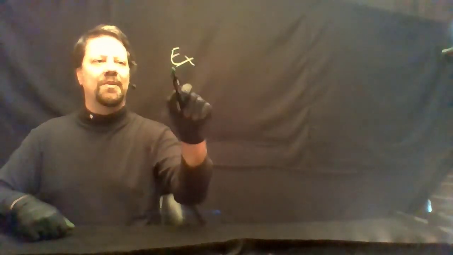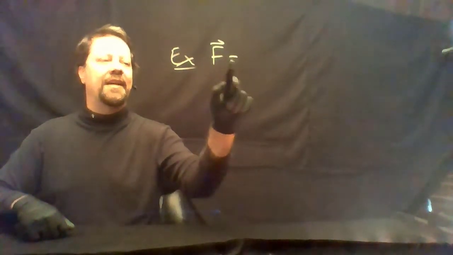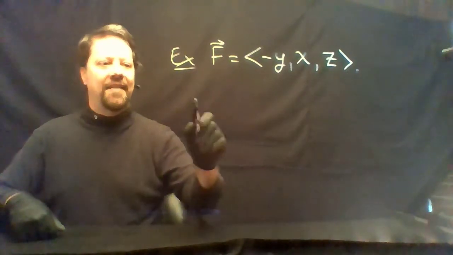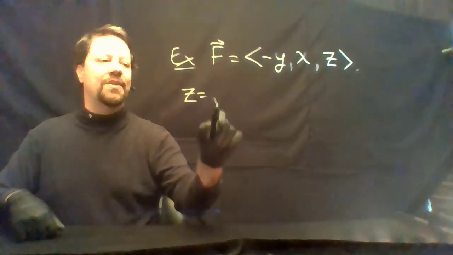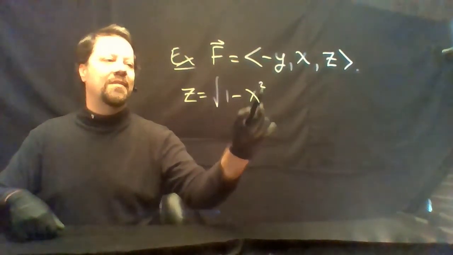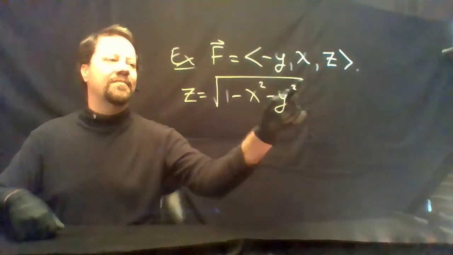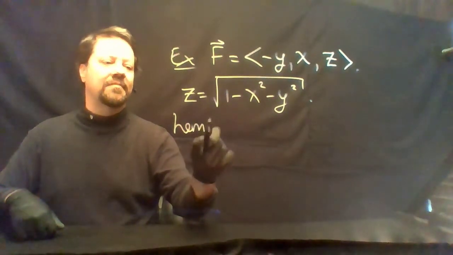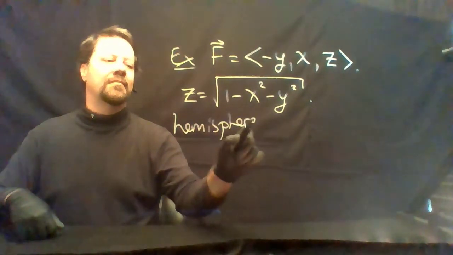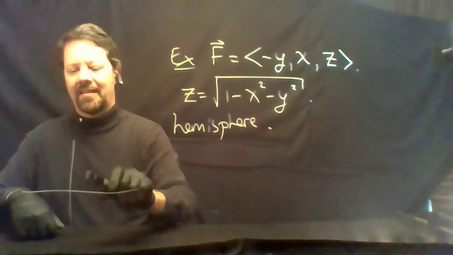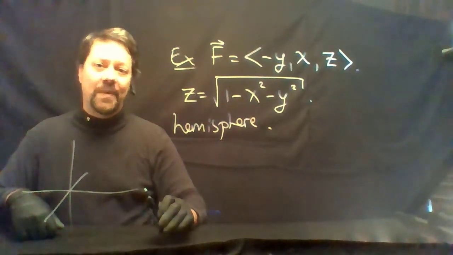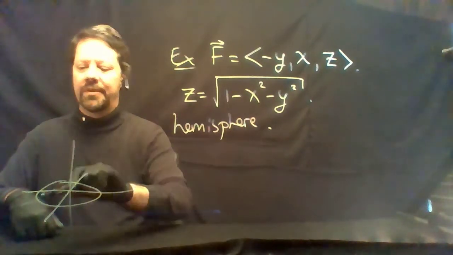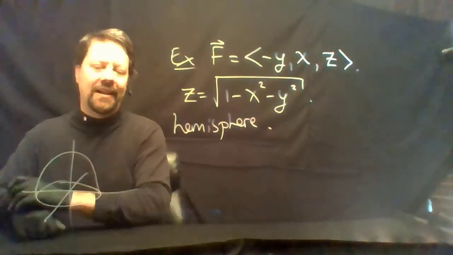In our first example, we'll assume that the vector field f is minus y, x, z, and the surface is given by z equals the square root of 1 minus x squared minus y squared. This is a hemisphere. It has radius 1, but since we're using the principal square root, it only gives you non-negative z's.